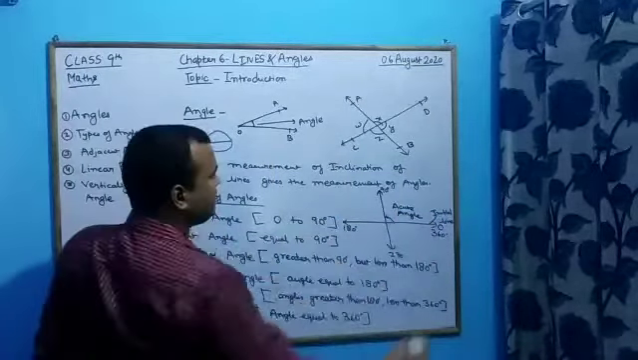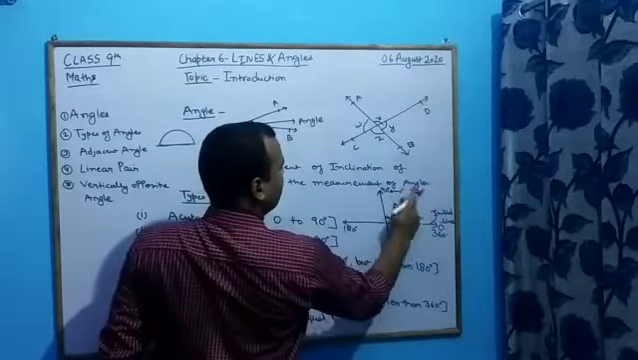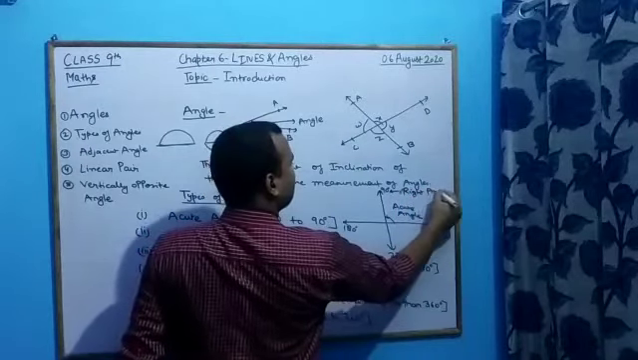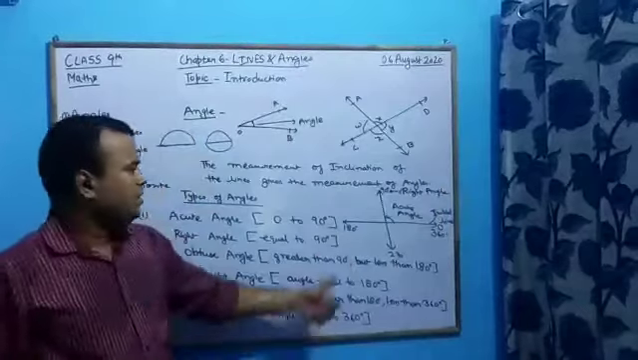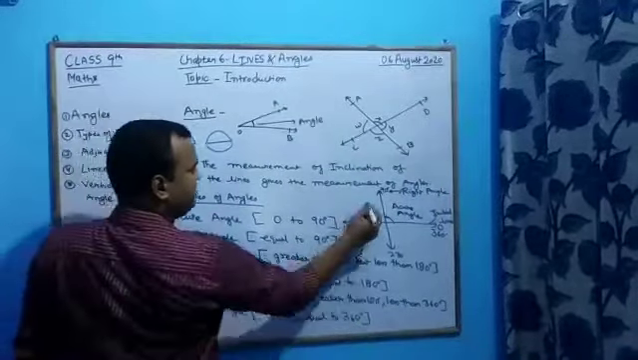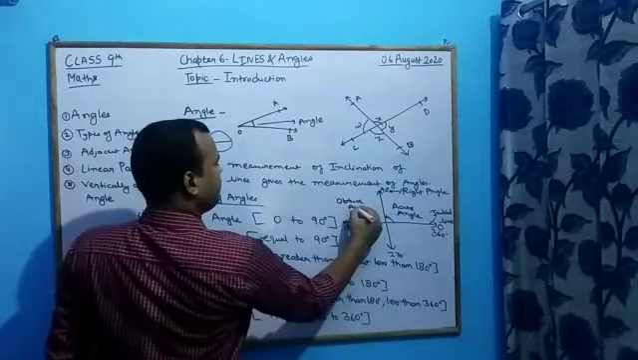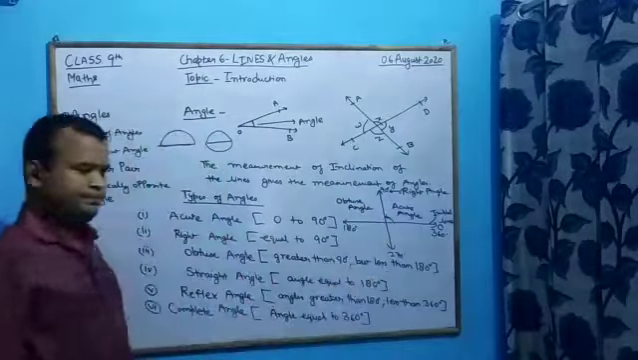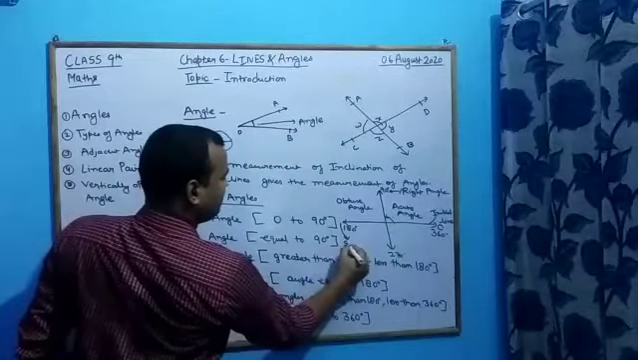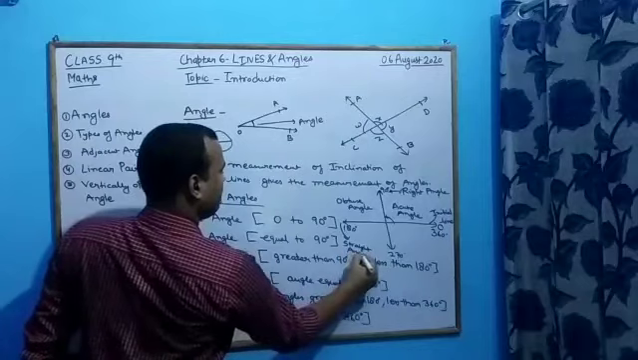Now again, the angle which is equal to 90 degrees is called a right angle. Now, angles which are greater than 90 and less than 180, lying in this region, are known as obtuse angles. An angle equal to 180 is called a straight angle.